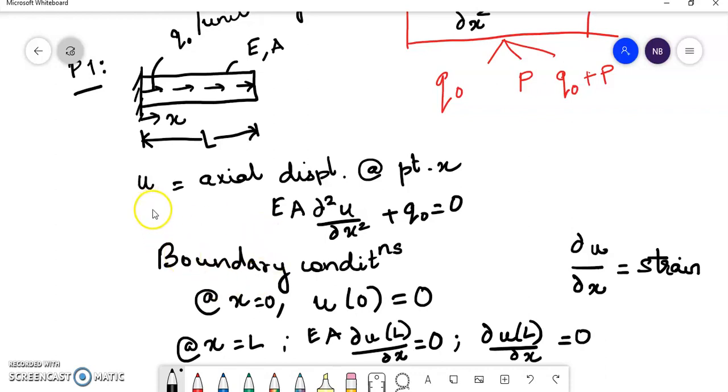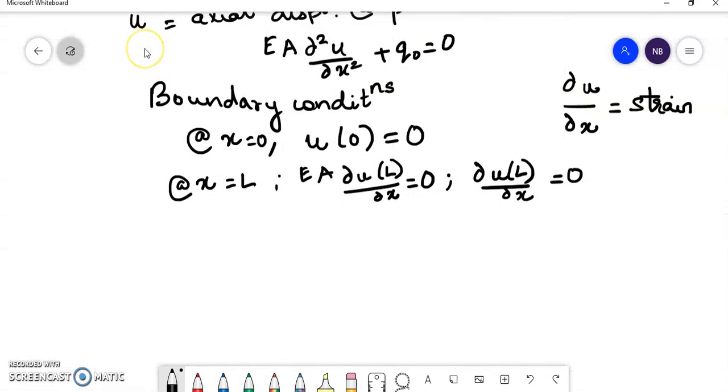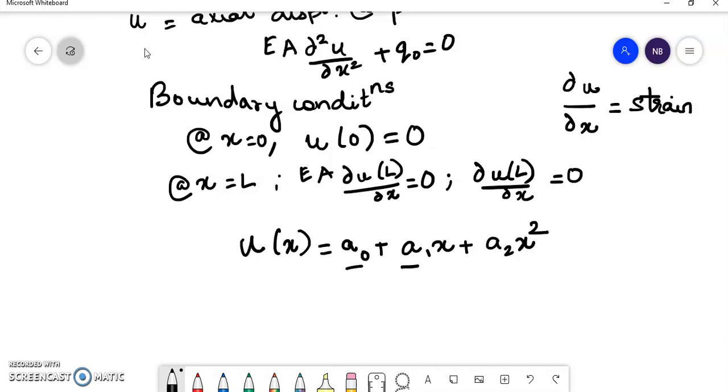Now let us assume the displacement function in terms of a polynomial: u of x equals a0 plus a1 x plus a2 x square. This is the same way we do it for the Rayleigh-Ritz method. So a0, a1 and a2 are constants which have to be determined.